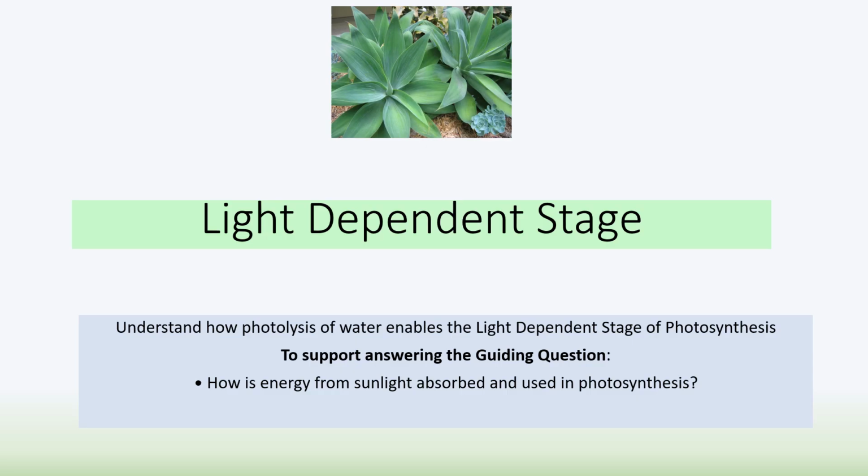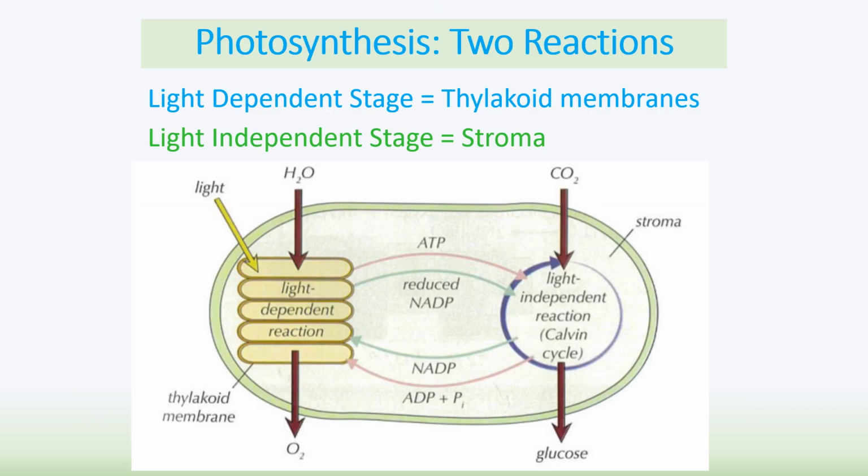Let's look at how the process works then, which I believe is just HL, but you need to double check that yourself. There are 2 reactions in photosynthesis: the light dependent stage or reaction, and the light independent stage. The light dependent stage happens in the thylakoid membranes. Remember, this is a chloroplast, not a cell, so in these membranes here. And the light independent reaction, often called the Calvin cycle, happens in the stroma of the chloroplasts.